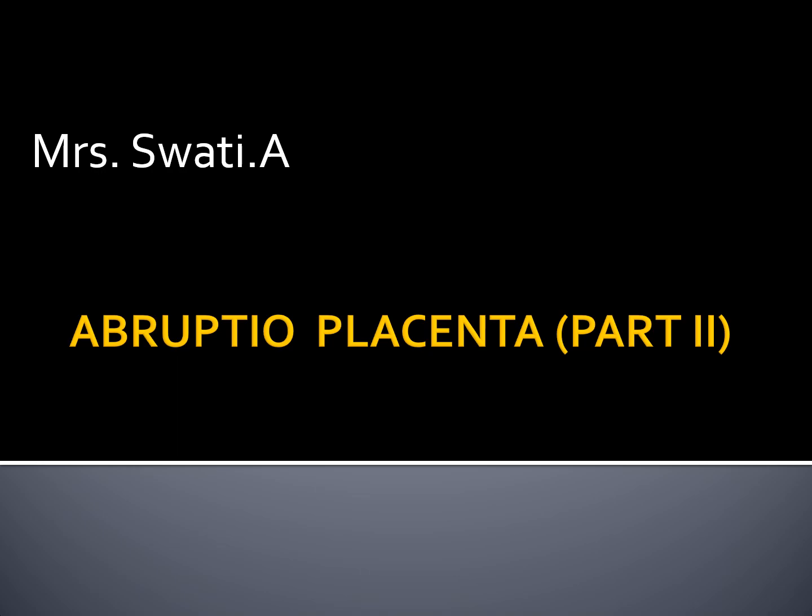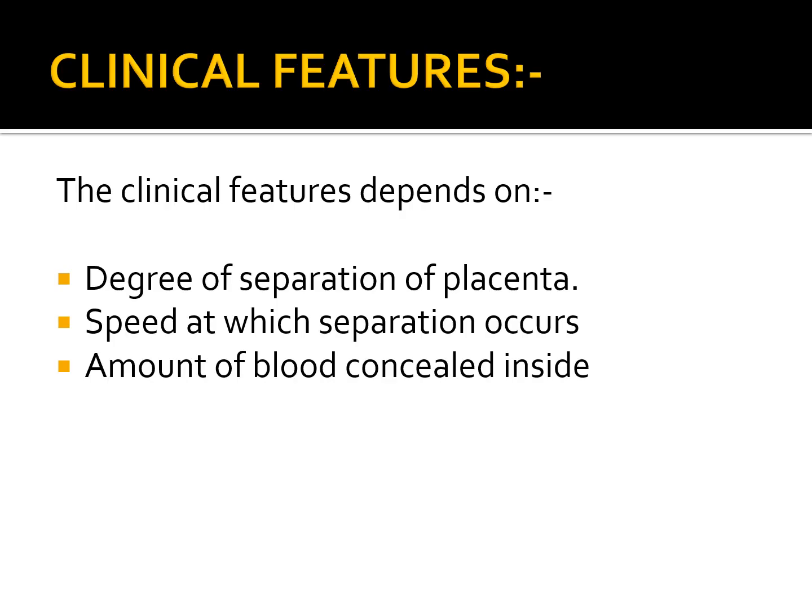The clinical features or symptoms of patients suffering with abruptio placenta basically depend upon three things. First, degree of separation of placenta, or how much separation of placenta has occurred. Second, the speed at which separation occurs. And the last one, amount of blood concealed inside. So these are the three things which determine what symptoms the patient will show.